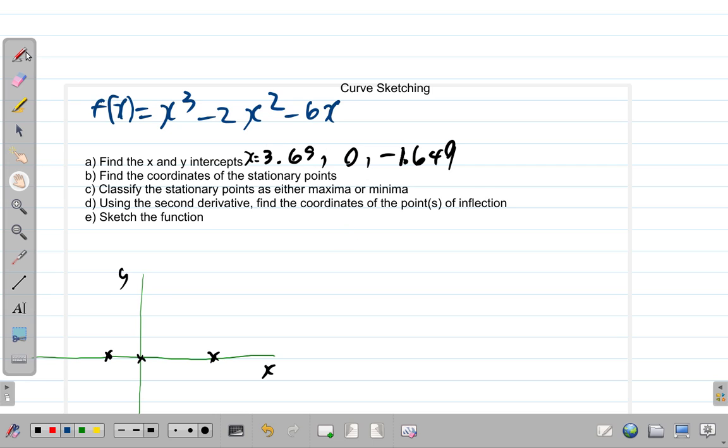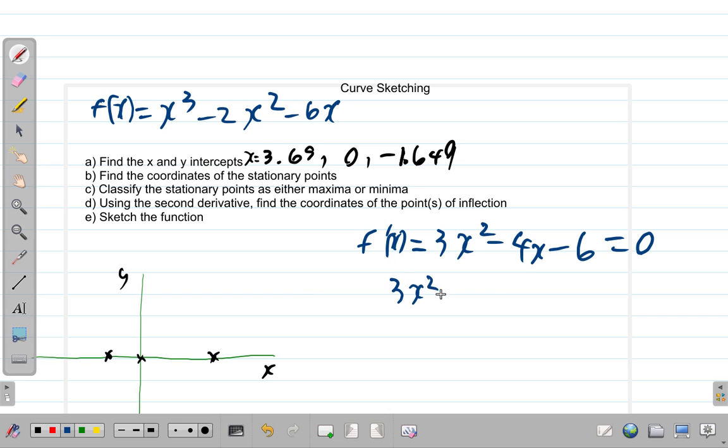So we have f of x is x cubed minus 2x squared minus 6x. Let's find f prime of x to get the gradient function. This will be what now? 3x squared minus 2 twos are 4x minus 6. Okay, good. Now we are going to equate this to 0, because that's what happens at the stationary points. Now, what we have is 3x squared minus 4x minus 6 equals 0.